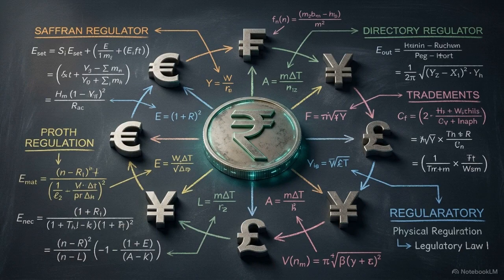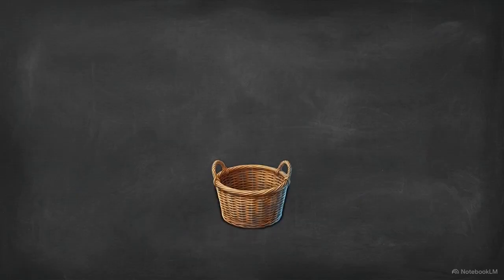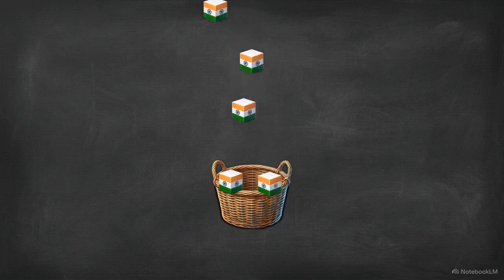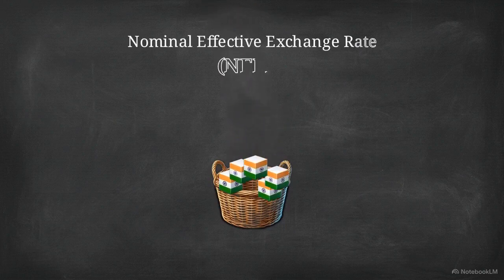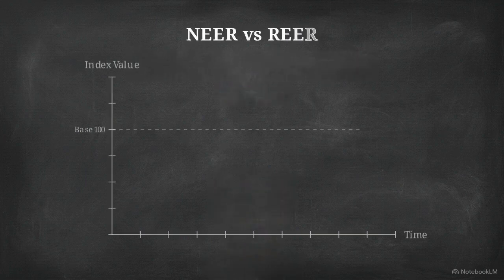Because India trades with dozens of countries, measuring against the US dollar alone isn't enough. The nominal effective exchange rate, or NER, solves this by measuring the rupee against a mathematically weighted basket of multiple trading partners. Finally, we have the real effective exchange rate, or REER.